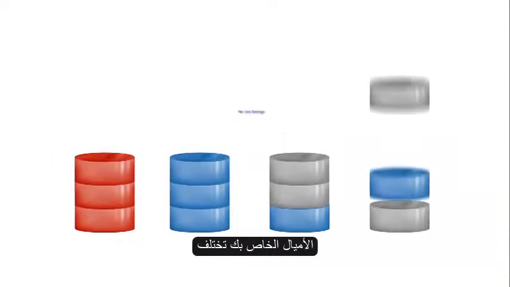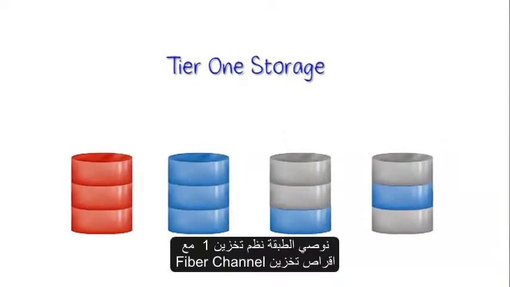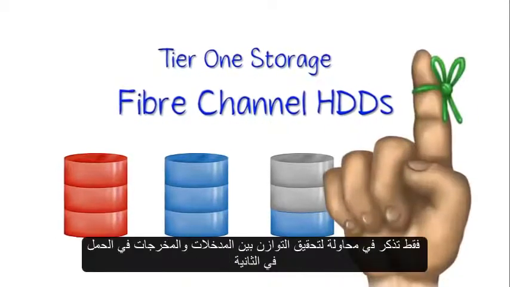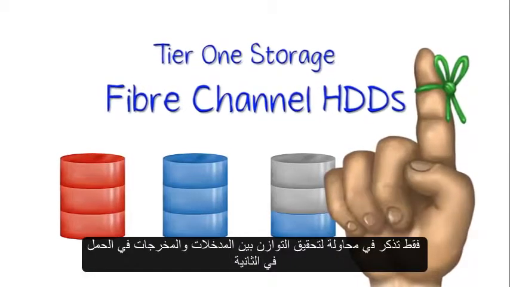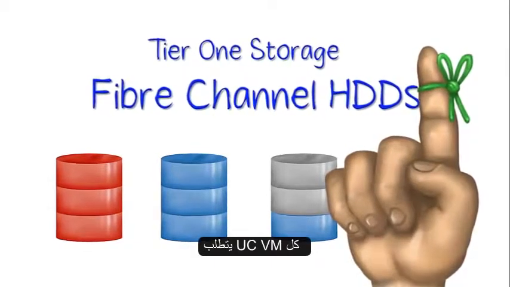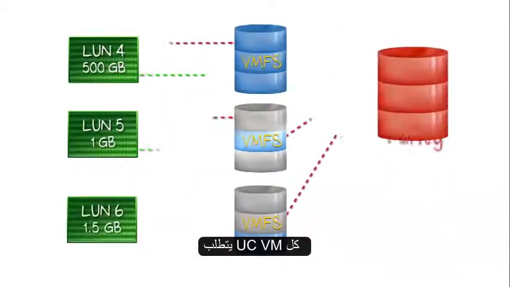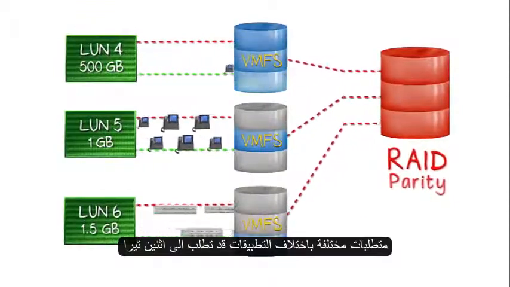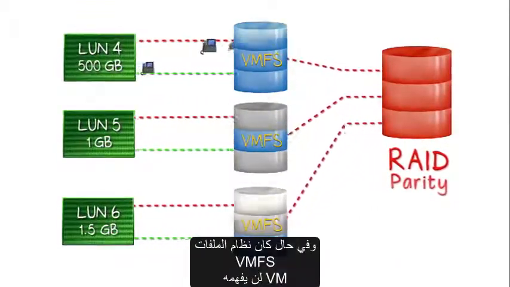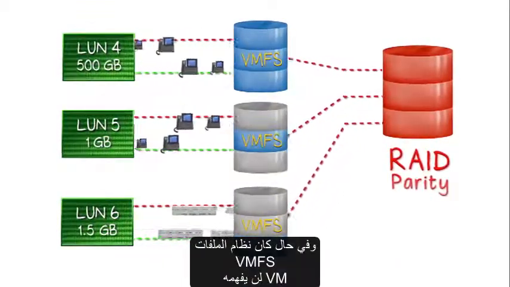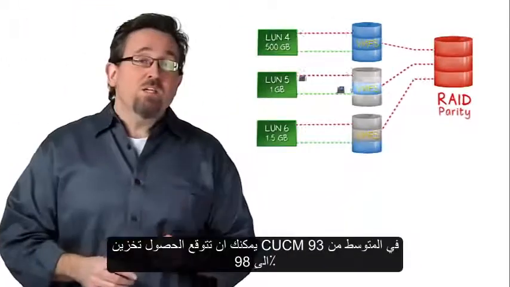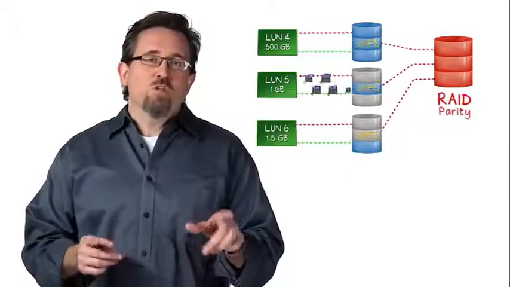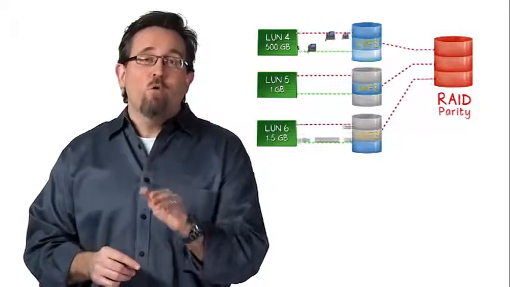For unified communications on a shared SAN or NAS disk array, we recommend Tier 1 storage systems with a fiber channel class hard disk drive. Just remember to try and balance the input-output per second load, your IOPS, with your disk space use. Each UC VM is going to have its own unique IOPS requirements. Make sure your LUNs are smaller than 2 terabytes and your file system is VMFS or your VM will not recognize it. You can expect CUCM storage access on the average of 93 to 98% of sequential writes with an I/O block size of 4 kilobytes.